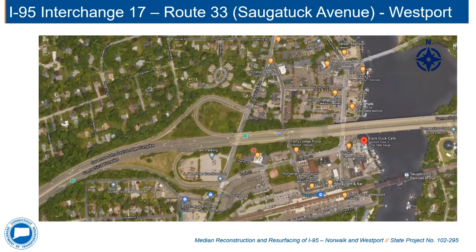And on this slide, we have interchange 17 in Westport. Located in the approximate center of the image is bridge number 62, which again carries I-95 over Saugatuck Avenue or Route 33. Please also note the location of the southbound off-ramp and northbound on-ramp to I-95.